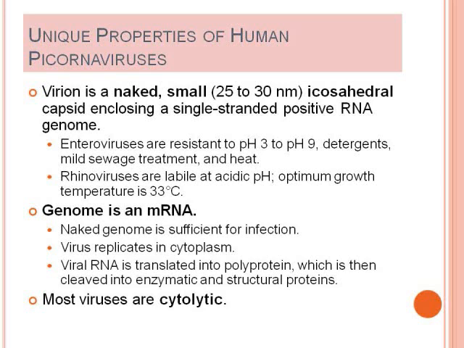By the same token, rhinovirus, as the word suggests, is more like an upper respiratory tract kind of infection that is labile at acidic pH. So this means if you ingest this virus, it would not cause any disease because it has to go into your respiratory tract to cause disease. Otherwise, it's going to be destroyed. The optimal growth again is 33 degrees C.